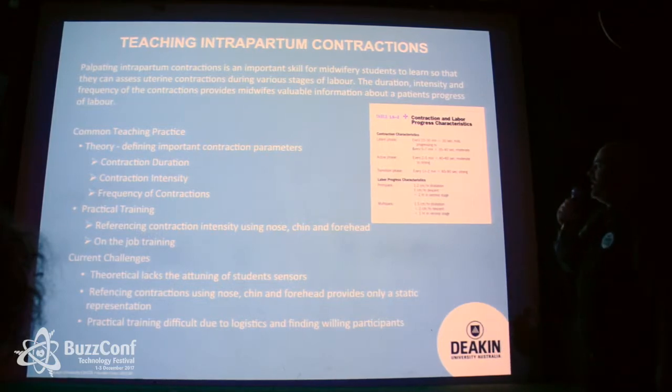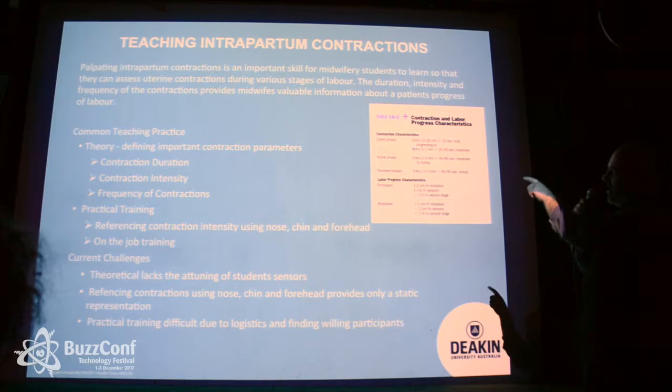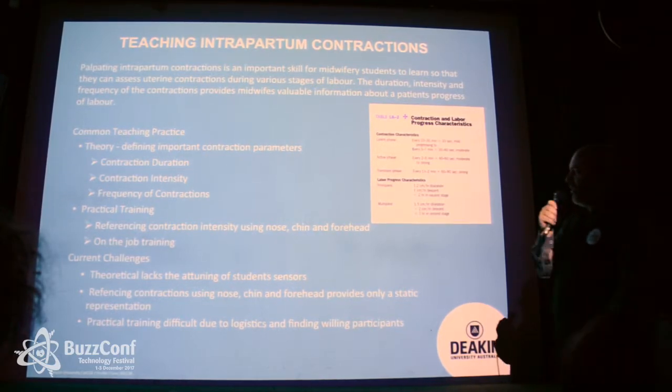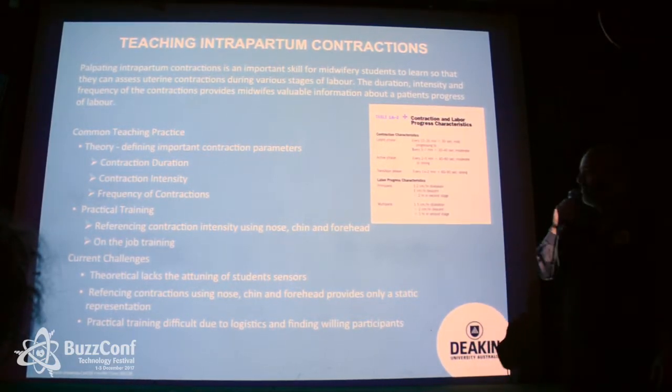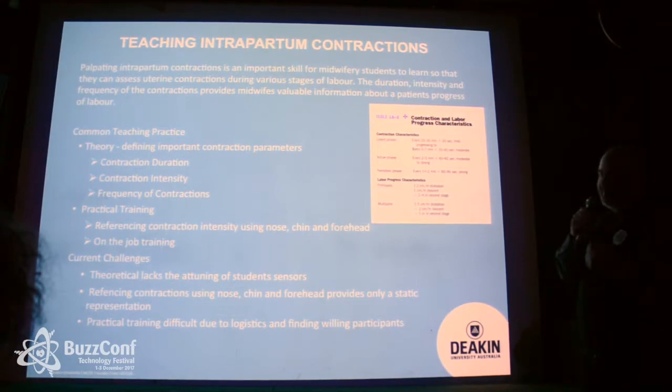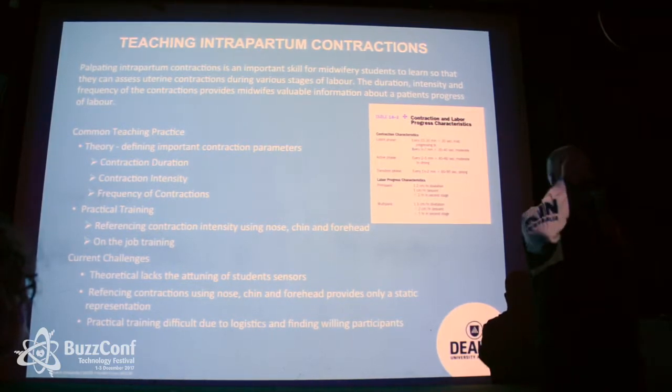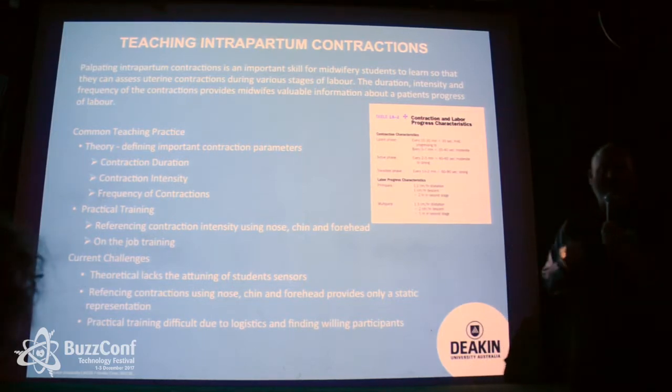Currently this is taught basically through theory. The main three parameters are the contraction duration, the intensity, and the frequency, how often those contractions are happening. Those parameters then give the midwife some information. So that's the theory training. The practical training at the moment is very basic: hard contraction, medium, soft. That's basically what they get.